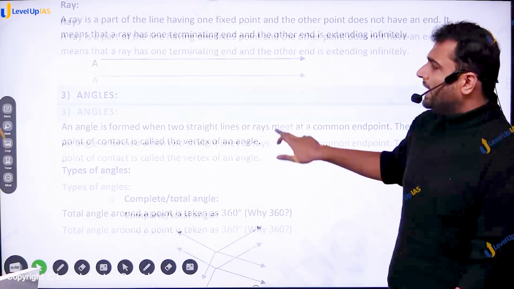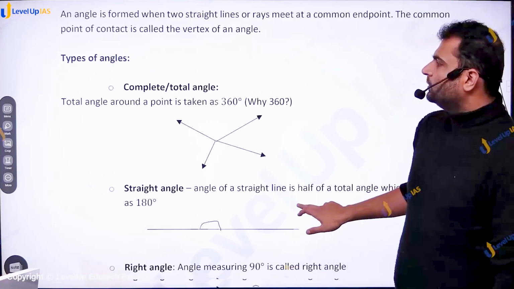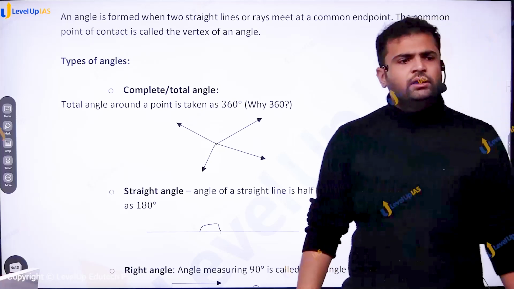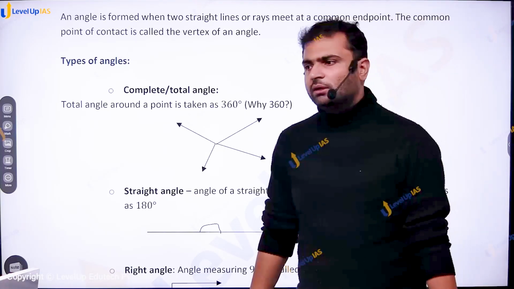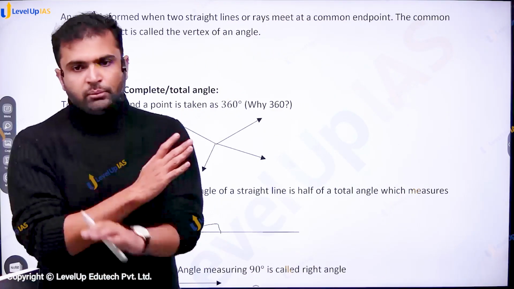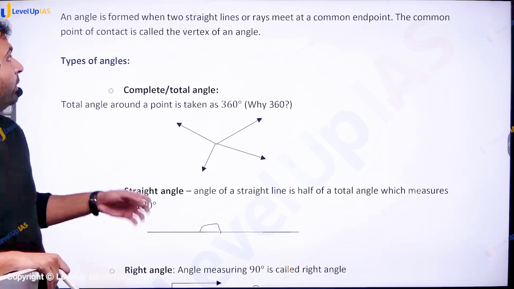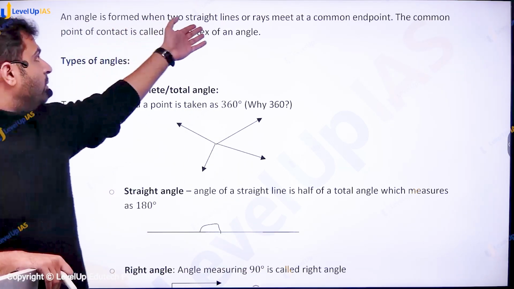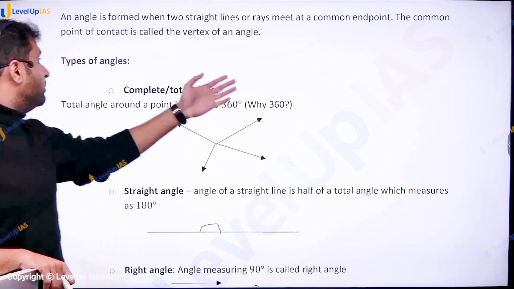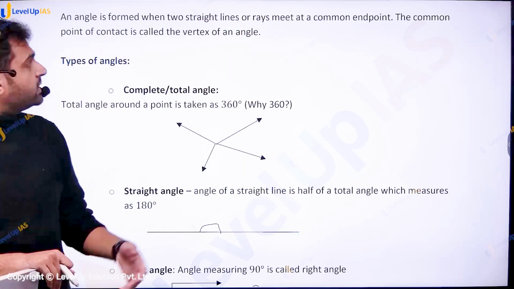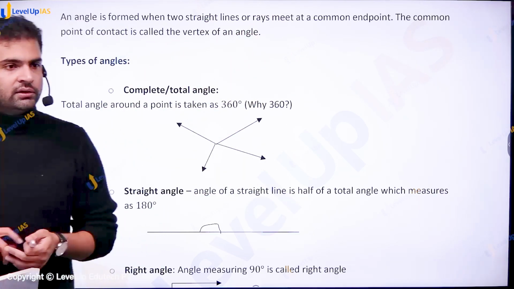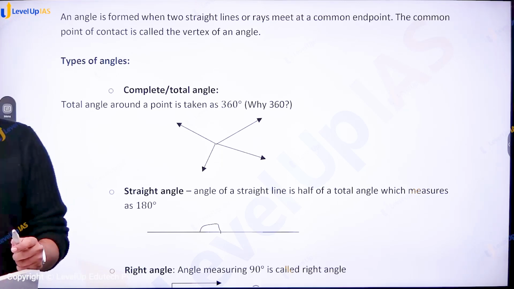Next is angles. What is an angle? When any two straight lines or line segments or rays intersect at a point, they form an angle. They form some orientation between them. An angle is formed when two straight lines or rays meet at a common endpoint. The common endpoint is called the vertex of an angle. Okay?